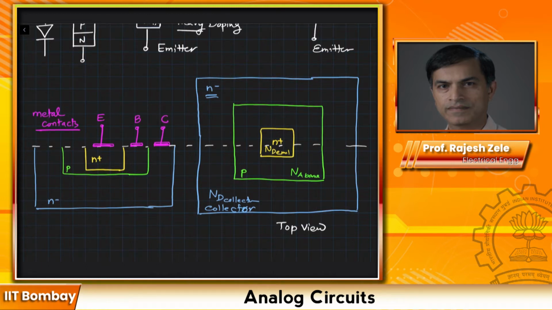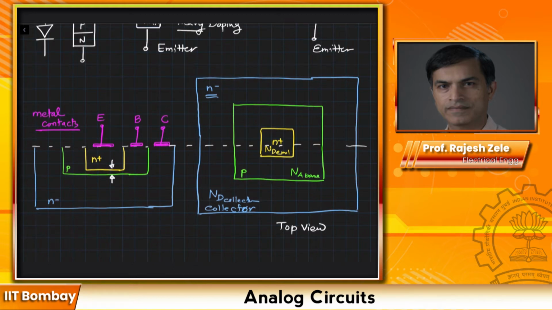The key point I would like to make here is the width of the base region. So if you look here, the layer of P, which acts as a base region, is very thin. It's like a sliver, and we will see the significance of this in the analysis of the bipolar junction transistor.